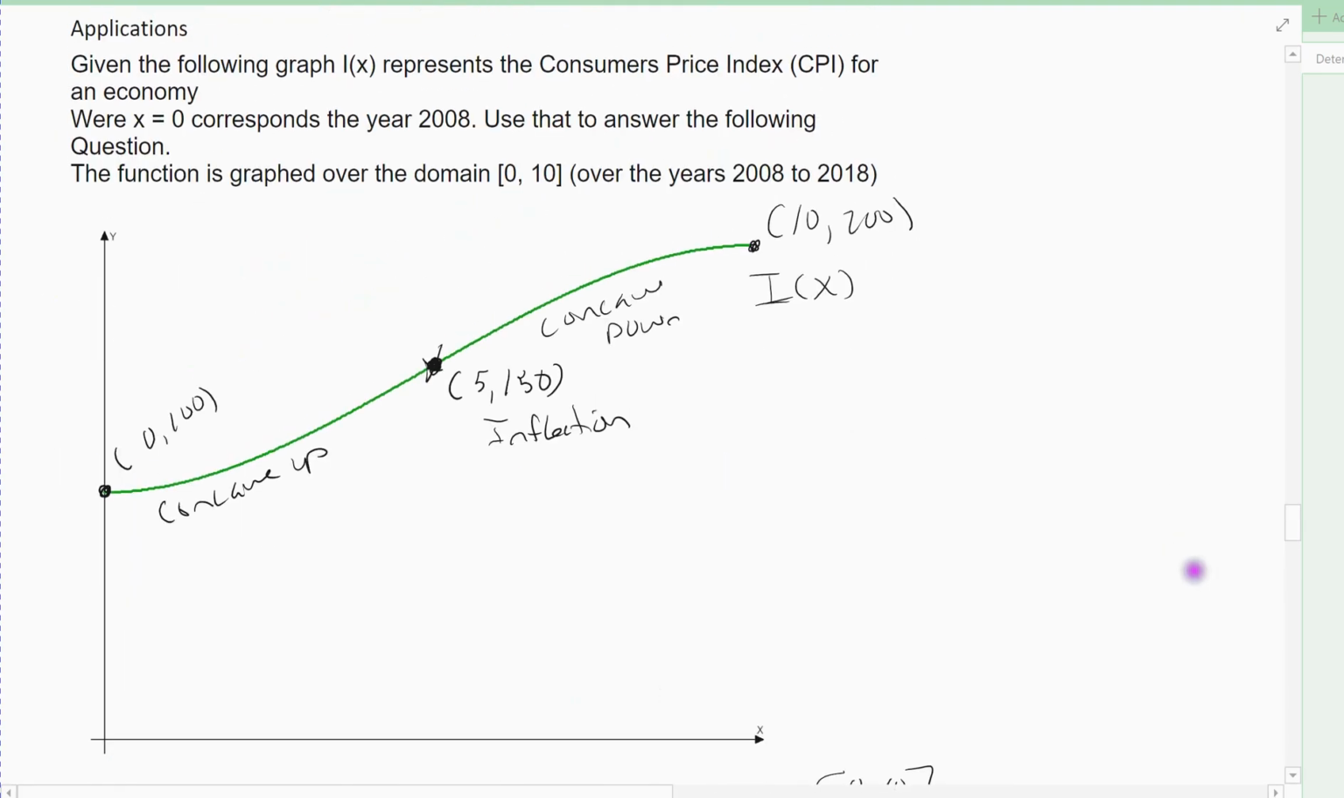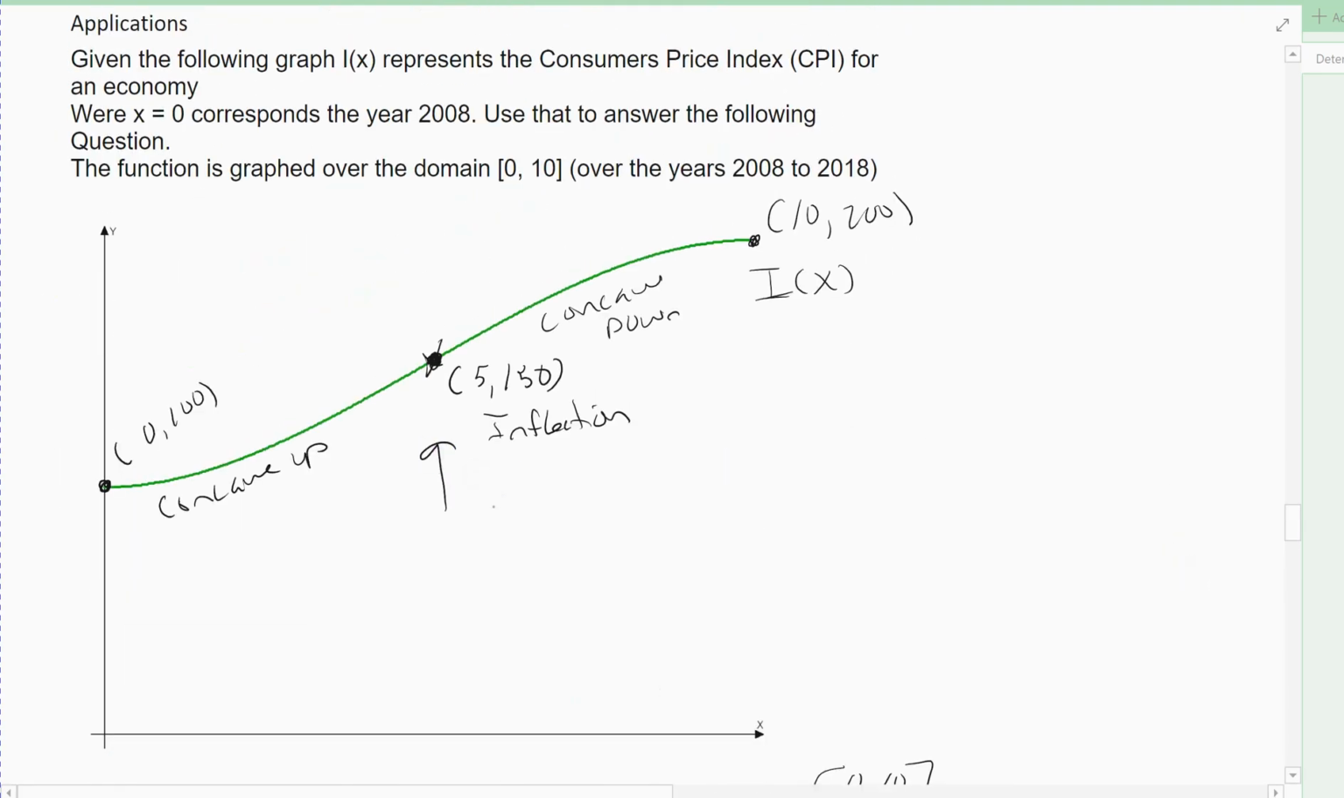Well, if you've ever heard of the law of diminishing returns, this plays into that law a little bit, if you've taken an economics class where they've talked about that. This isn't exactly the law of diminishing returns, but it's the same sort of idea. Over the first 5 years, up to 2013, concave up means I'm increasing at faster rates. So the consumer price index is moving up at faster and faster rates. It was slower here than it was here. The slope was smaller here than it was here.